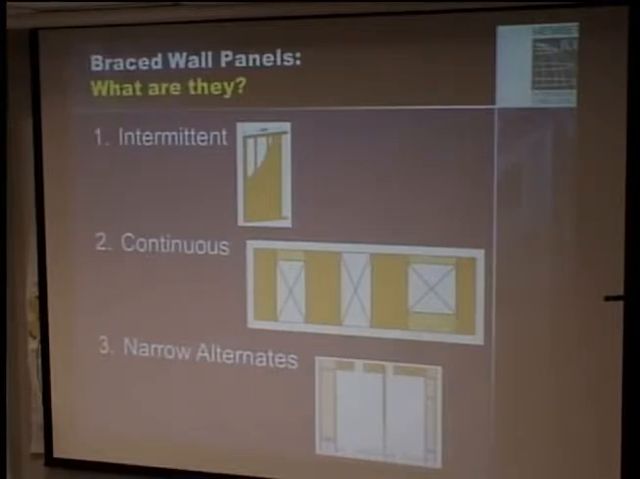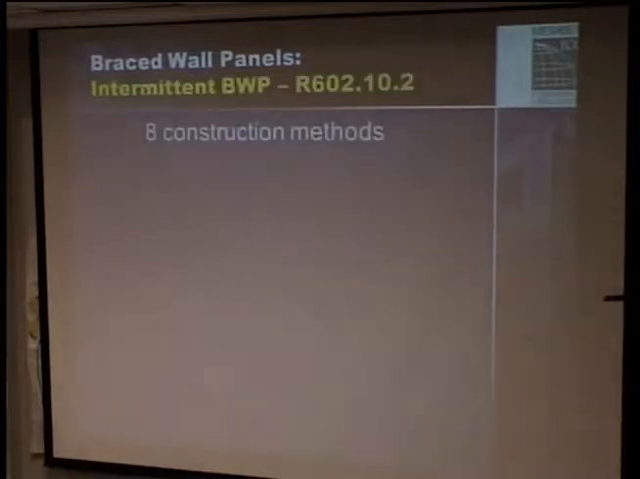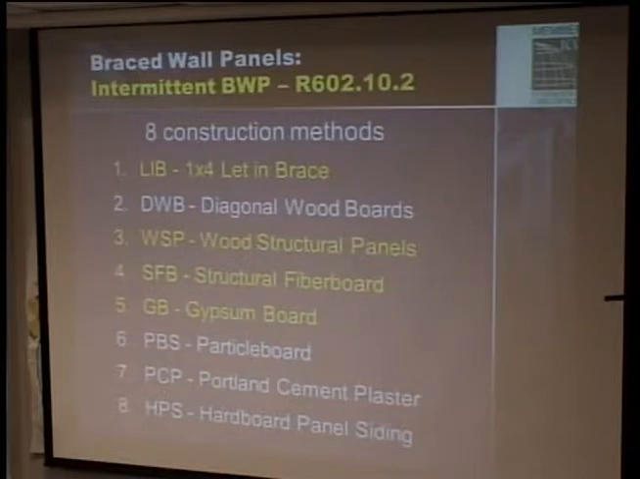Braced wall panels come in a bunch of different types. You have intermittent methods, the continuous sheathing method, and then narrow alternates. We'll go over each one of those in detail. Your intermittent methods consist of these 8 here. The ones highlighted in yellow are typically the ones we see. Again, we don't see hardboard panel siding anymore. We don't see diagonal wood boards and things like that, so no sense in going into all those. We just go over the ones that we typically see nowadays.